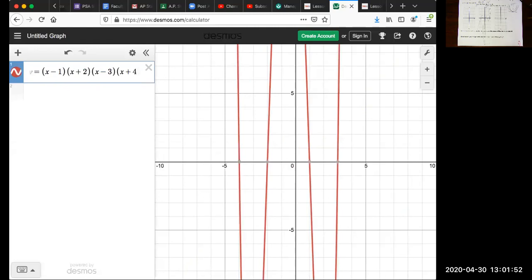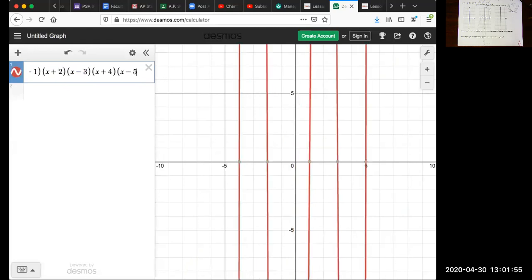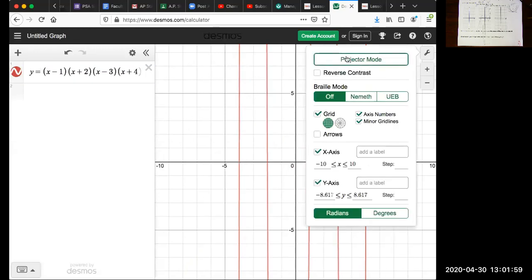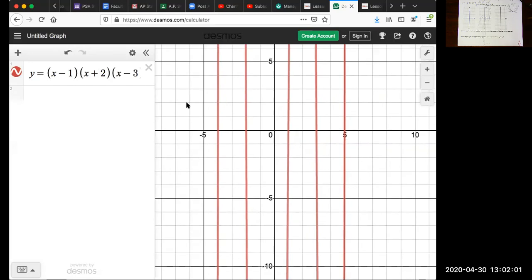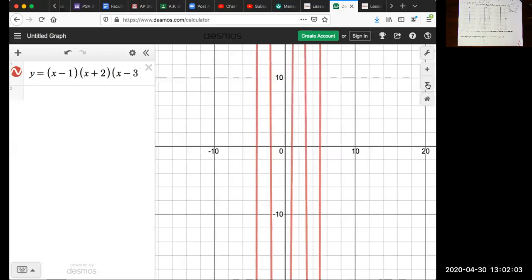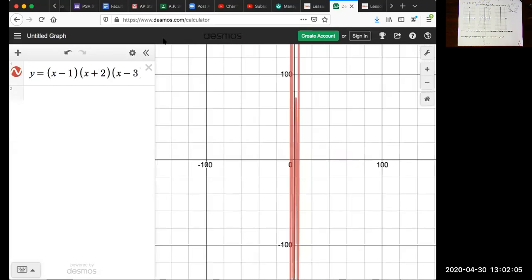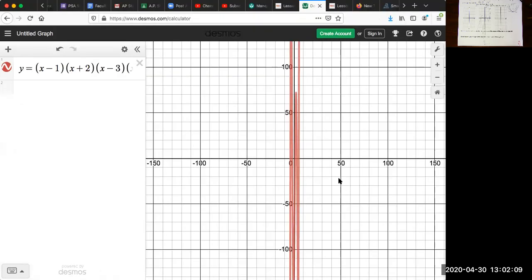X minus 5. And we can see on our screen right now, it's looking a lot like what we had. Let's zoom out a bit. Okay, so I'm gonna edit this, have to edit it somewhat slightly.